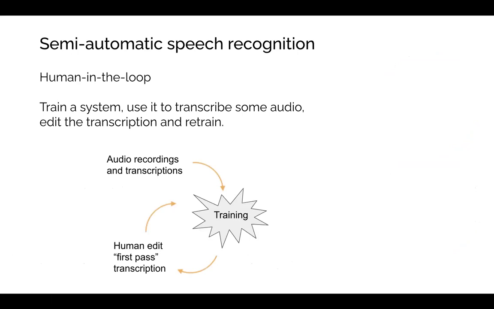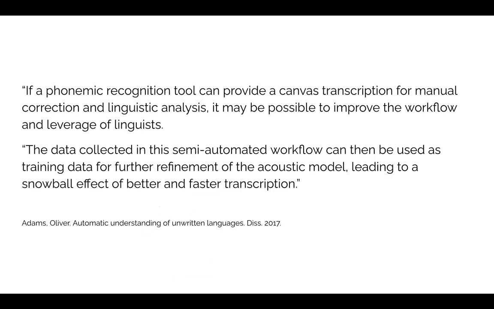So, human in the loop. In these examples, we've seen people training a system and using it to transcribe some audio, then edit and retrain. So it's a cyclical process where we build up a small system, edit, and either use that edited output in our research or feed that back into the machine and retrain. So the system can be slowly retaught.